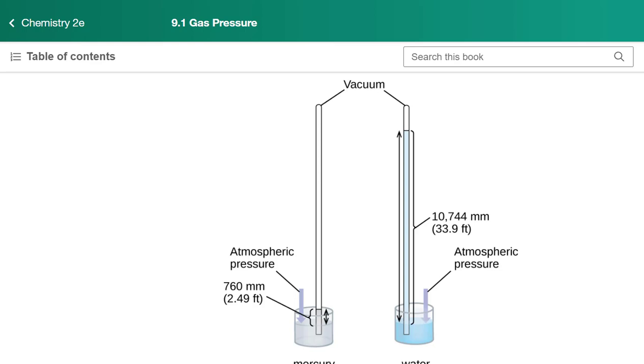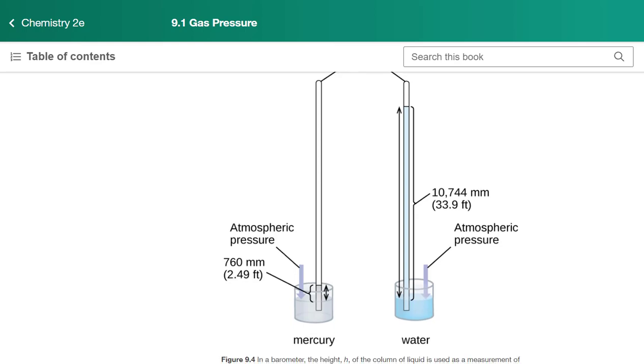Why don't we use something like water? Wouldn't water do the same thing? And the answer is yes, water would do the same thing. If you have a container of water and you have a vacuum in a tube and you invert the tube into the container of water, you would expect atmospheric pressure to press that water and cause it to rise inside of that tube. Water would actually be even a better way to measure pressure than mercury would.